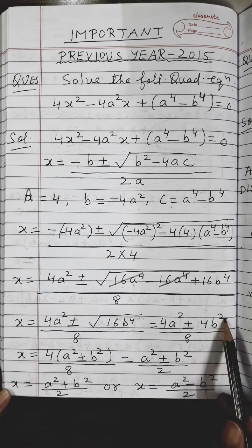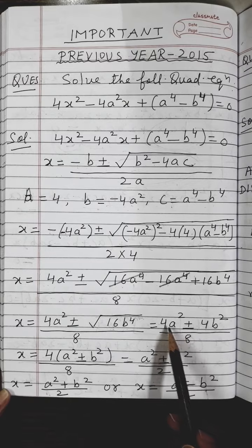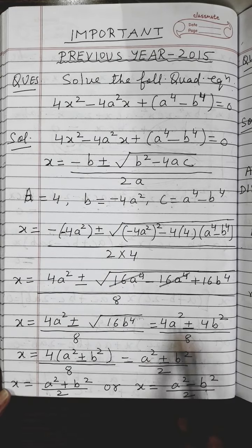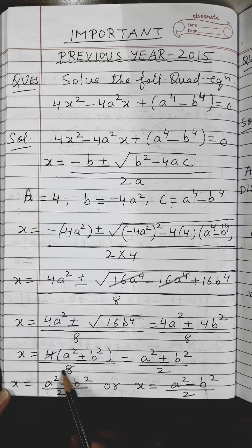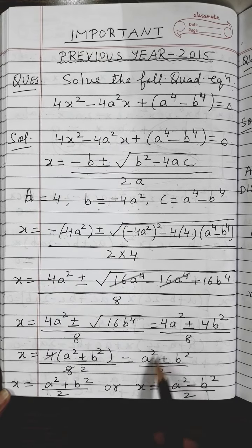Next step: x equals, look at the numerator. You can take 4 common from the numerator. So keep this 4 outside the bracket. What remains inside is a² ± b², divided by 8. The 4 gets cancelled, as 4 twos are 8. So you get x = (a² ± b²) / 2.